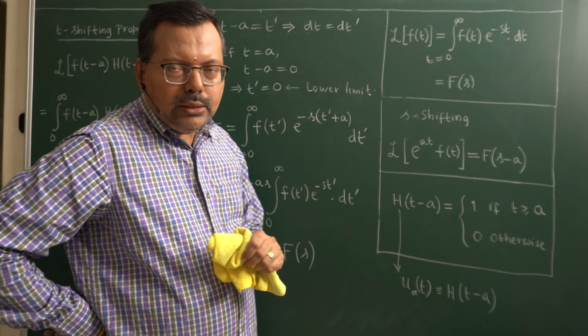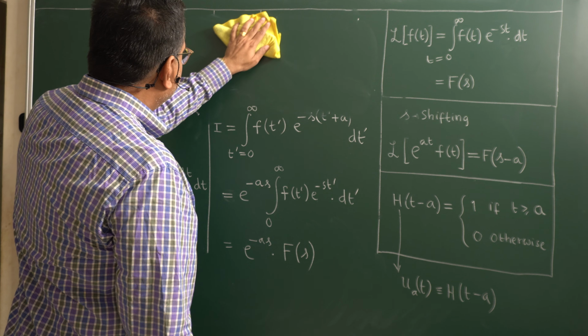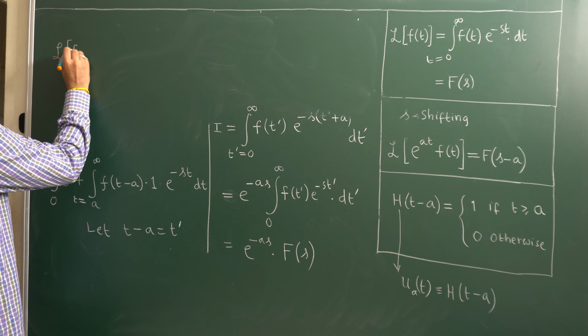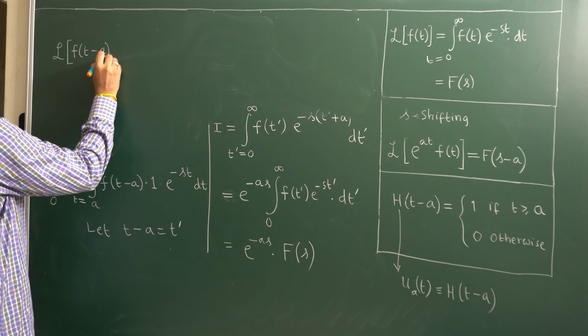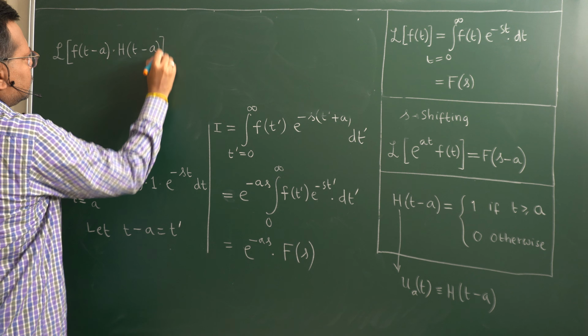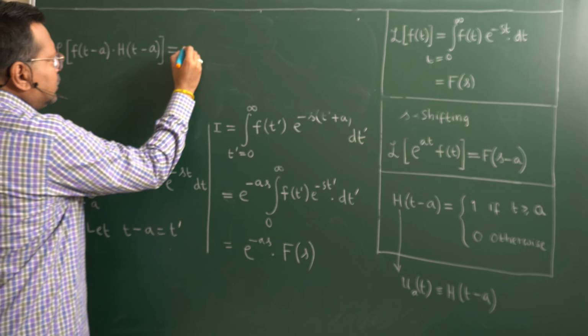So maybe I will write down the final result. This is the result. I will copy it here. That would be the final answer. So maybe I will erase and write down the final result here. We have the Laplace transform of the function f of t minus a, multiplied by h of t minus a, all that equal to e to the power of minus as. So this a has to come here. That's how we can easily understand.